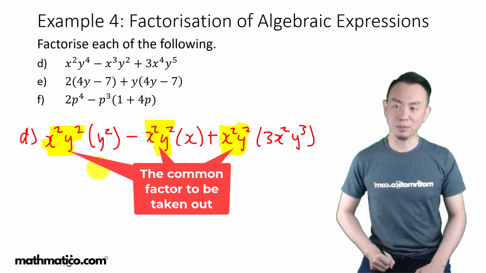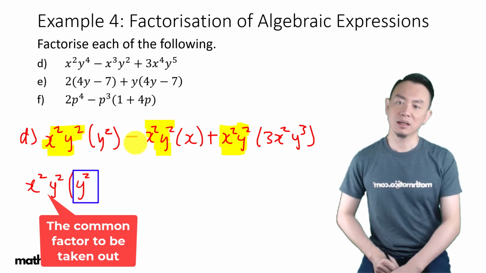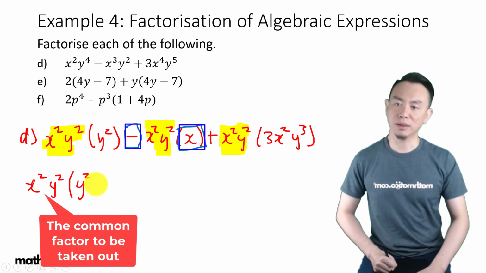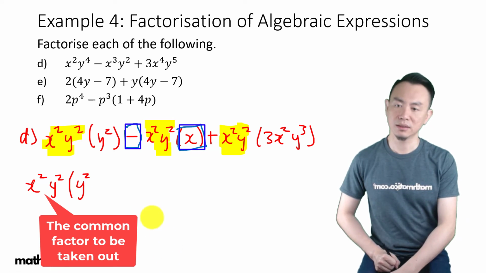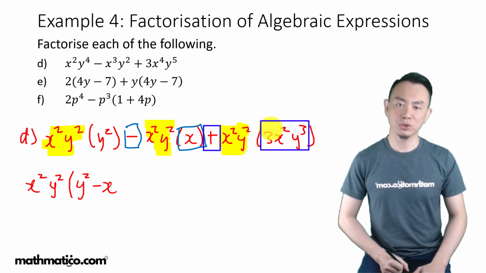We put it outside the bracket. X squared, y squared times y squared. This one is negative x. Okay, don't forget this negative sign. So you have minus x. And plus 3x squared y cubed.